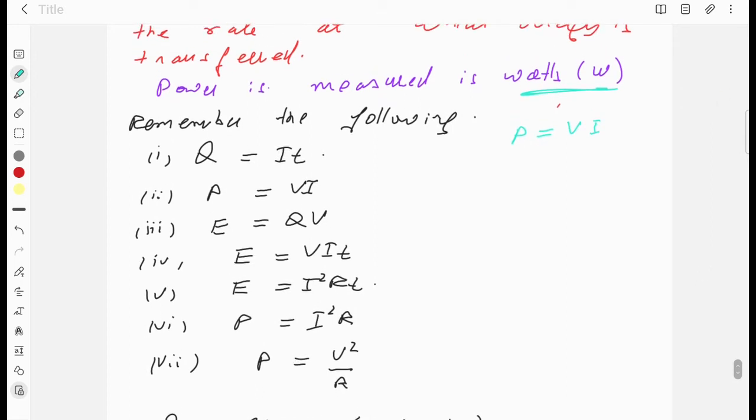But I have listed 7 important formulas. First of all, we have seen before Q equals IT, which came from I equals Q upon T. P equals VI. You have to learn this is the formula for finding power. E stands for energy, is charge into voltage. Also energy equals VIT. Also energy equals I square RT. Another formula for power is I square R. Another formula for power is V square over R.